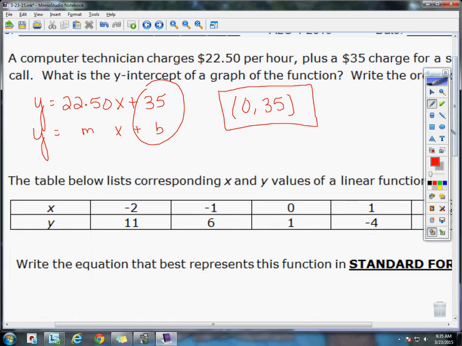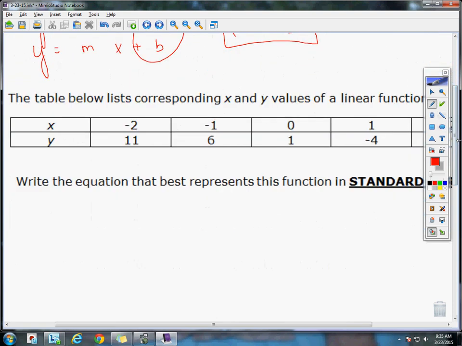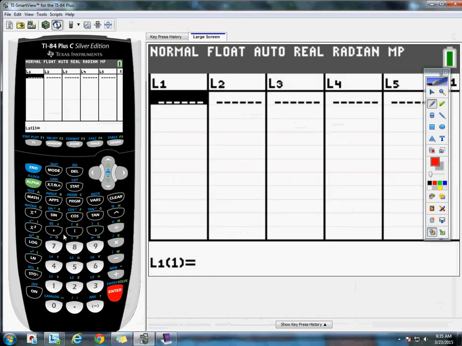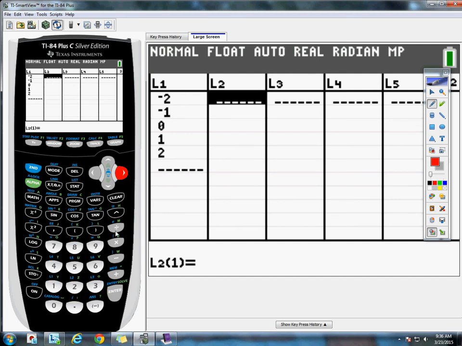Alright, number 11 says the table below lists corresponding x and y values of a linear function. Write the equation that best represents this function in standard form. The easiest way to get your equation given a table is to put it in the calculator with set edit. In L1, you can put negative 2, negative 1, 0, 1, and 2. And then in L2, we can put 11, 6, 1, negative 4, and negative 9.